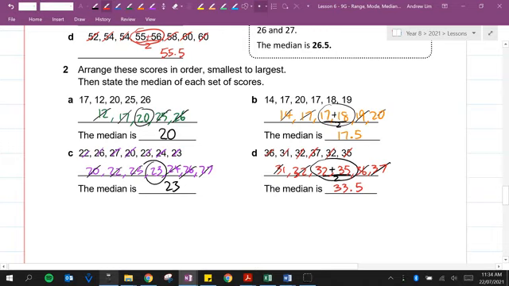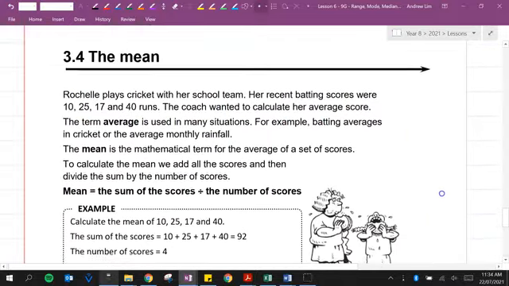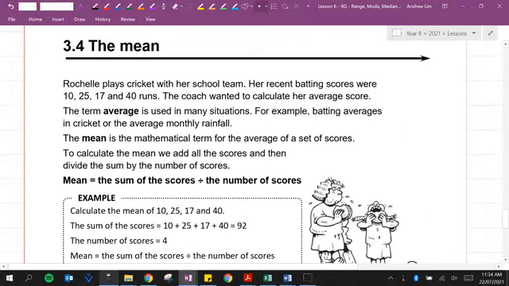So far we've looked at range, which is highest minus lowest, mode, which is the most common, median, which is the middle score, and now we can look at the last part of this lesson, the mean.